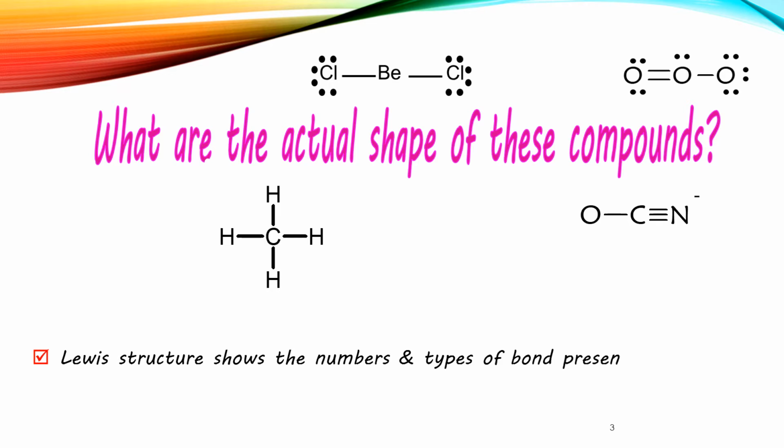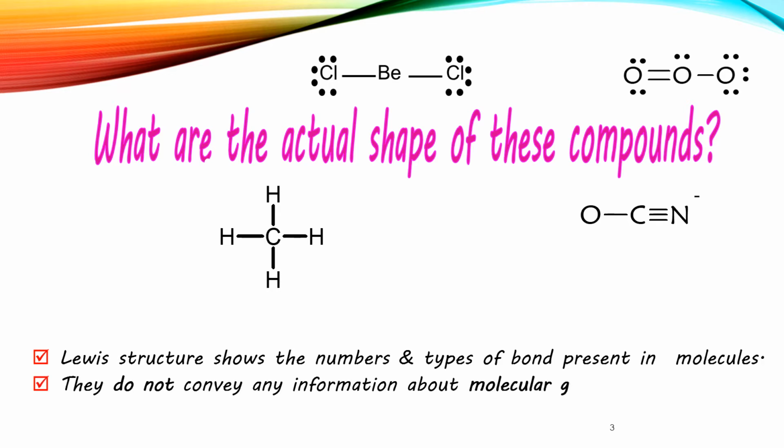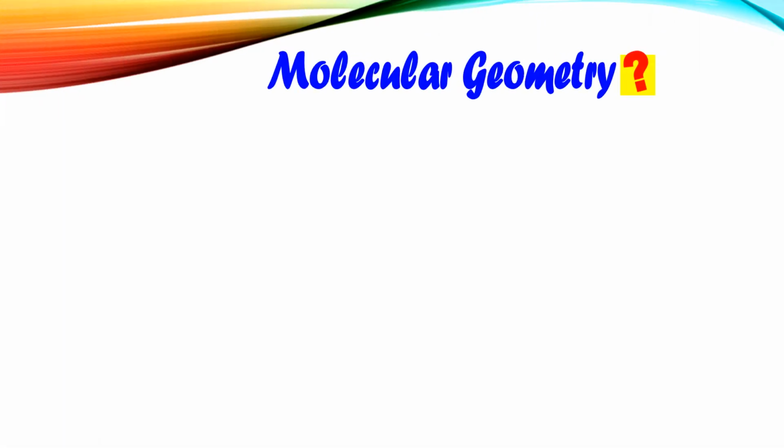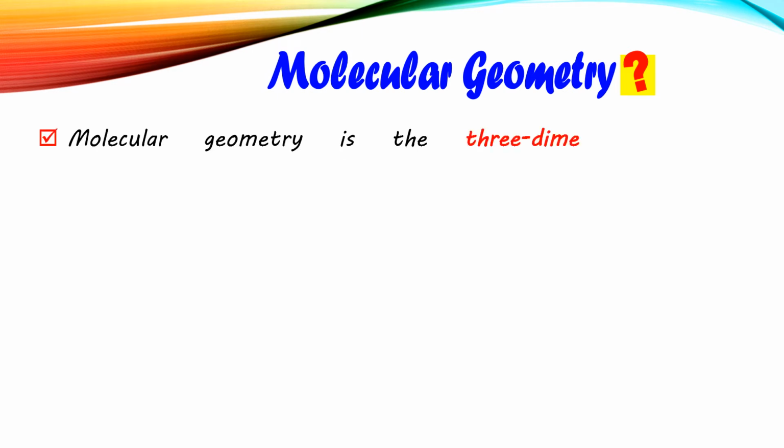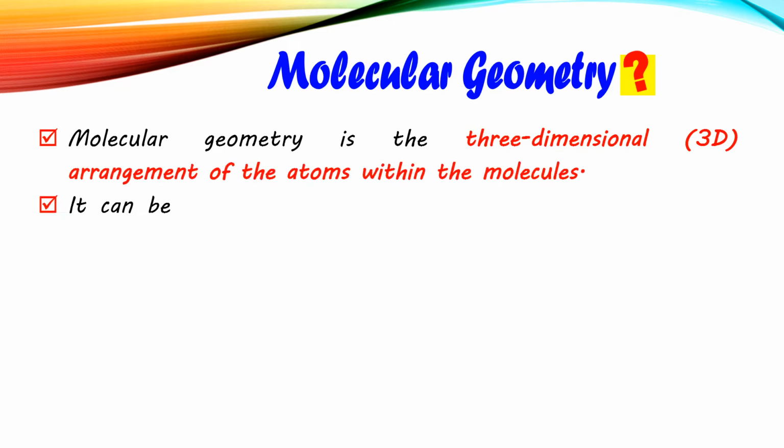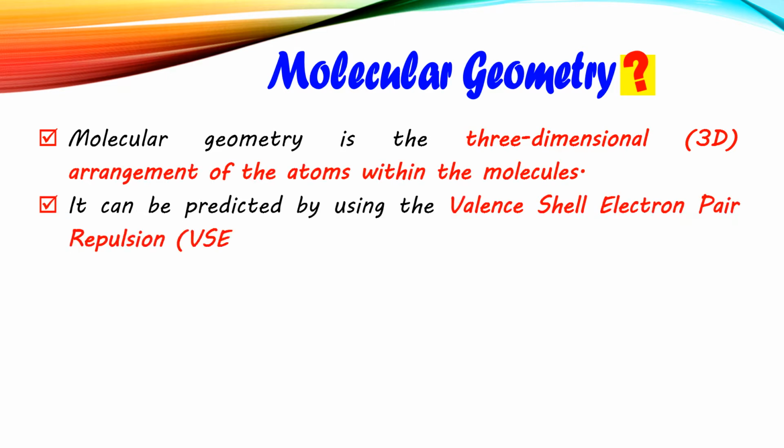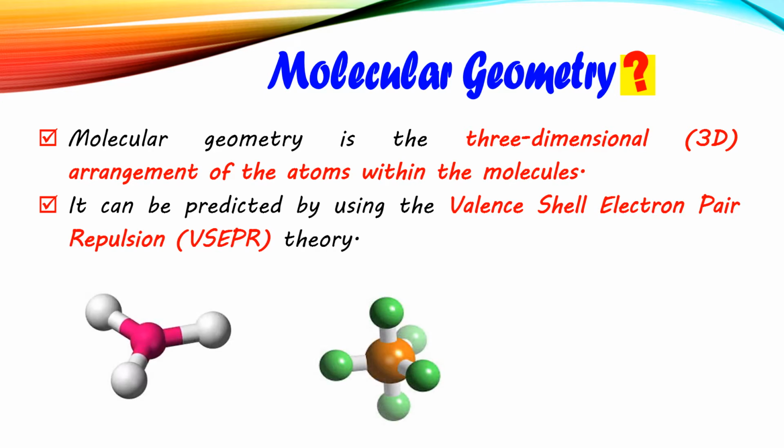Previously, in the Lewis structure, we know that it shows the numbers and types of bonds present in molecules, but it does not convey any information about molecular geometry. What is molecular geometry? Molecular geometry is the three-dimensional arrangement of the atoms within the molecule. This means that molecular geometry shows you how the atoms are really bonded to one another in space. It can be predicted by using the valence shell electron pair repulsion, also known as VSEPR theory.